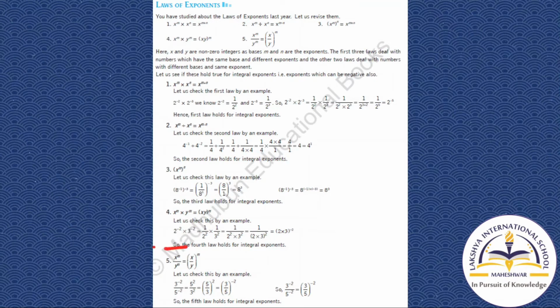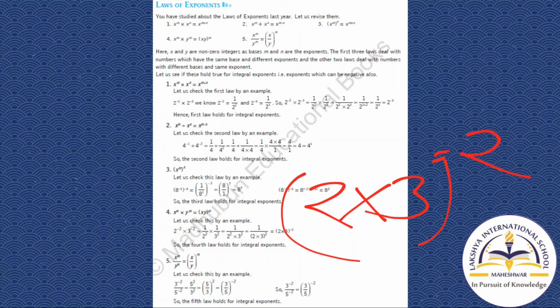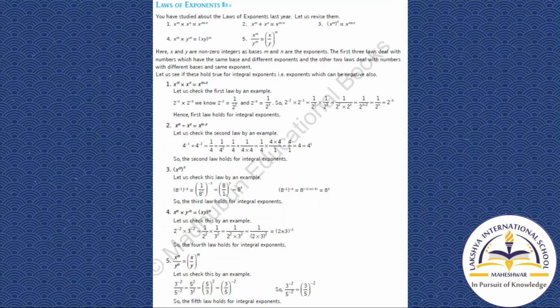You can see here the minus 2 is same here. Then how we can write? 2 into 3 to the power minus 2. You can write like this.